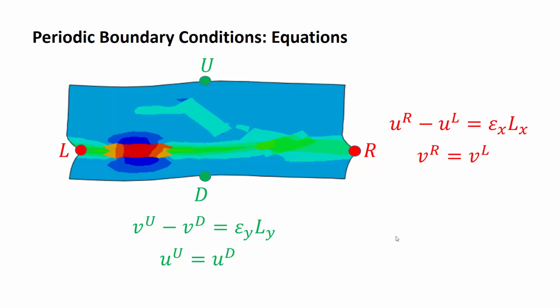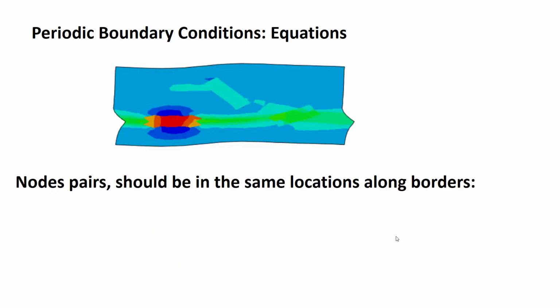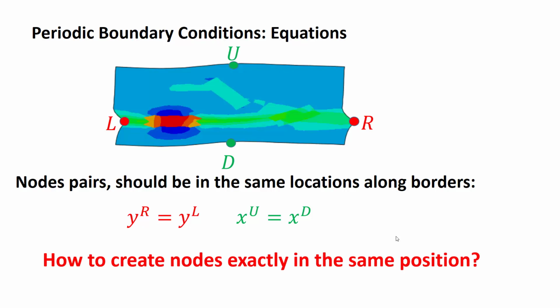But an important step before using these equations is creating node pairs. In two opposite borders, node pairs consist of two nodes which are exactly at similar distance along borders. As an example, two nodes on the right and left borders have the same y coordinate, and two nodes on the up and down borders have the same x coordinate. In this video, both creating the nodes at correct position and finding the node pairs are explained. So keep watching to know how to create node pairs in Abaqus.